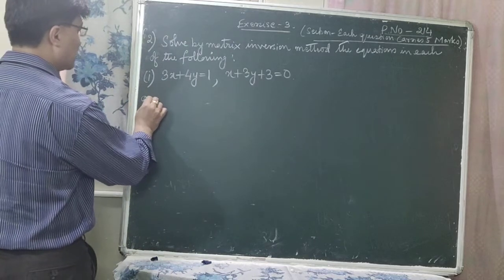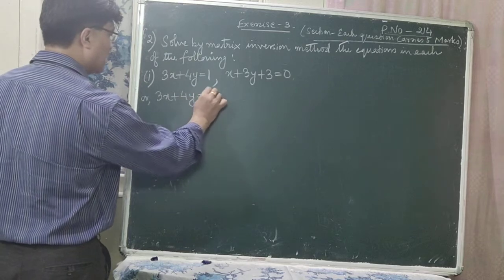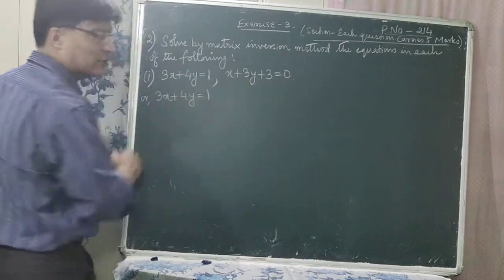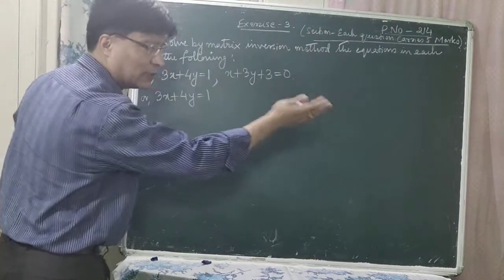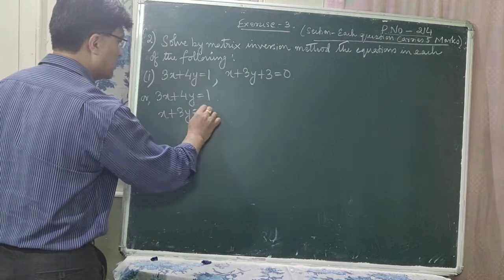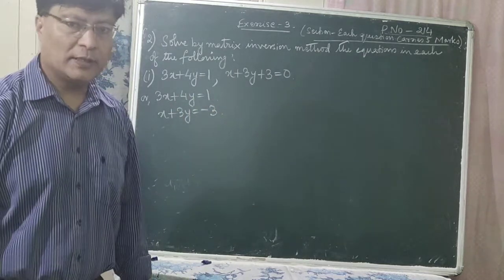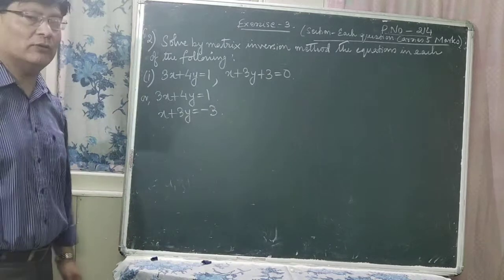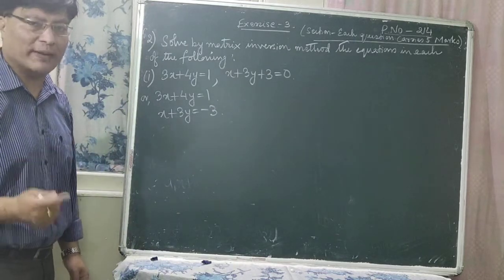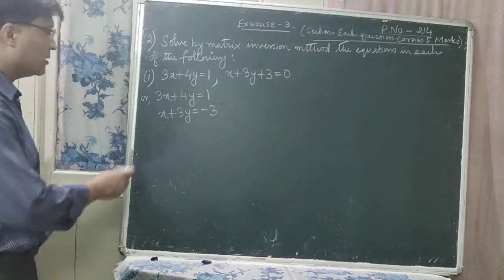So what is the first equation here? 3x plus 4y is equal to 1. Next, plus 3 is on the left hand side. You have to write it on the right hand side. Okay. So x plus 3y is equal to what? It is minus 3. So let us convert now. Let us convert this given system of equations to matrix form. So you know how to convert it to matrix form, isn't it?